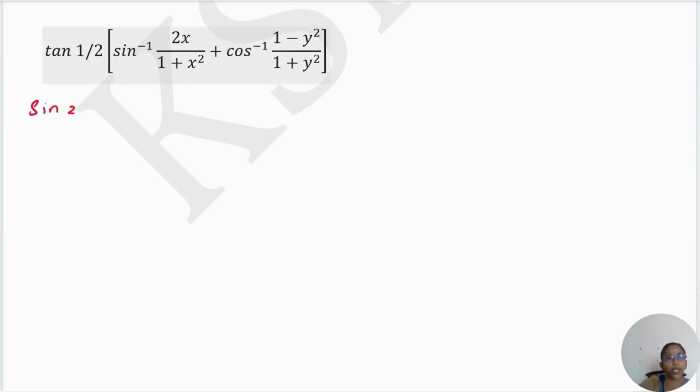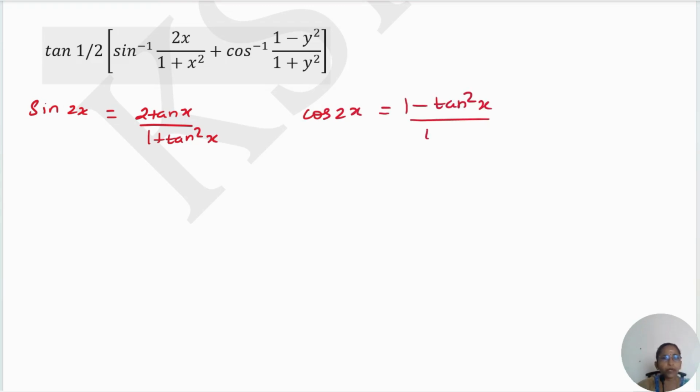We know the formula sin 2x is equal to 2 tan x divided by 1 plus tan square x. And similarly, we know the formula for cos 2x is equal to 1 minus tan square x by 1 plus tan square x. So now if you compare your first term with sin 2x, here 2x divided by 1 plus x square, you can take your x as tan x. So in your first term, you can consider x to be equal to tan. And for the second term, comparing the items, y will again be taken as tan.